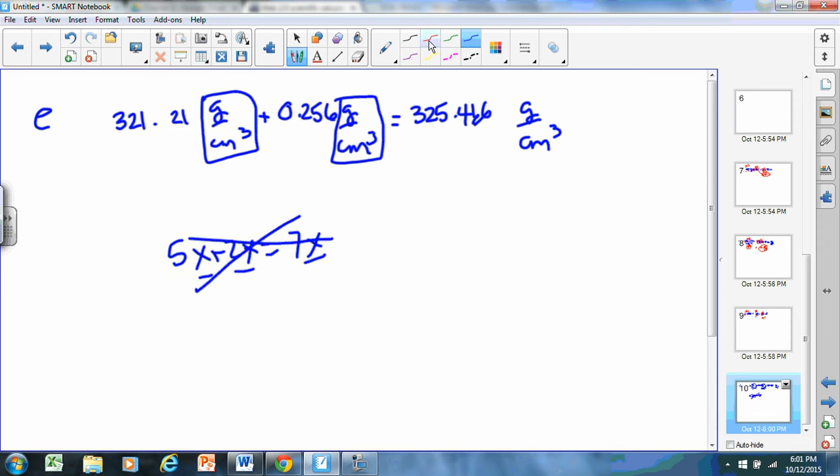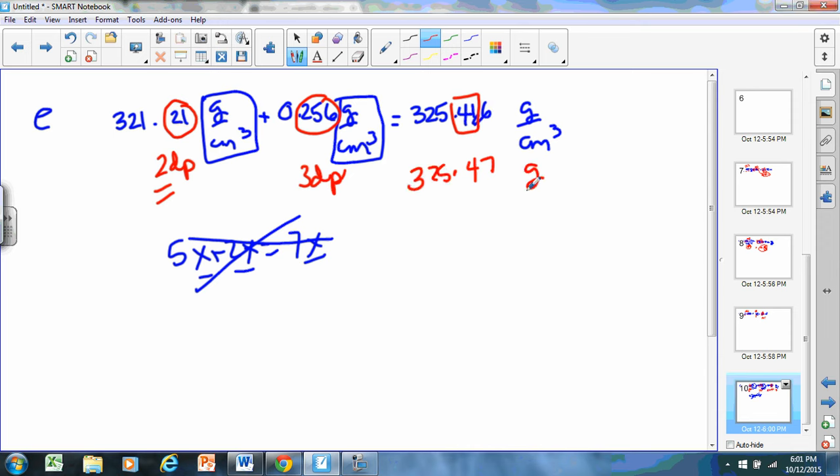Okay, but because we're adding and subtracting, we're now counting sig figs. We only care about the numbers on the right-hand side of the decimal point. This has 2 decimal places. This has 3 decimal places. We don't put it in brackets. Brackets are sig figs. It's always the smallest. We only get to keep 2 places after the decimal. So this after the decimal is going to be 0.47, but the stuff in front comes along for the ride.